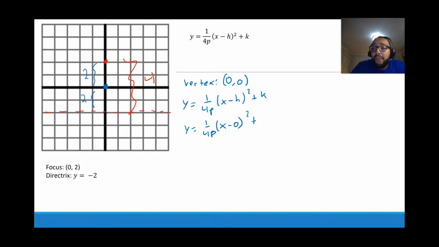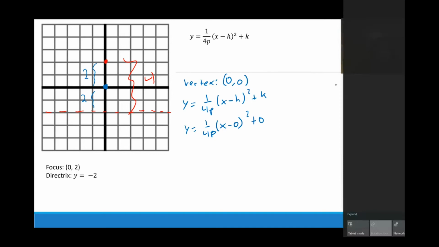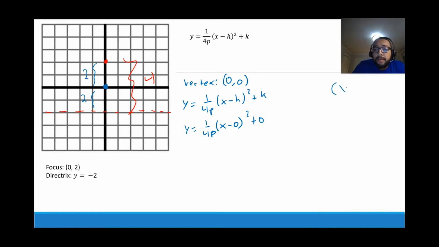K is the y value of my vertex. And then we can simplify this part, can't we? So I'm going to work that out to the side just so you see what I'm about to do here. So x minus 0 squared. Well, what is x minus 0? I mean, it's just x.